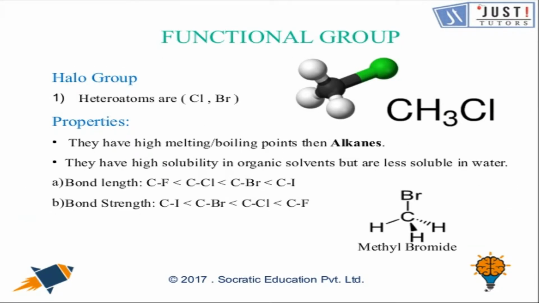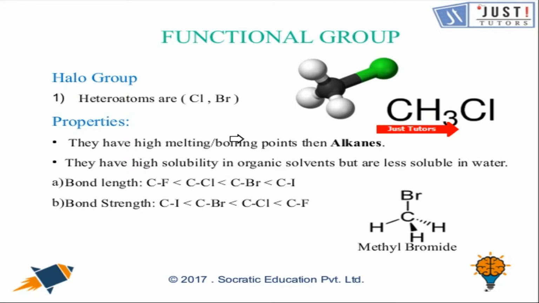The first group is the halo group. Here the heteroatoms, as we discussed, are chlorine and bromine. One example is CH3Cl, chloromethane. We can see how it forms: we have four hydrogen atoms in methane, and one hydrogen is replaced by chlorine.